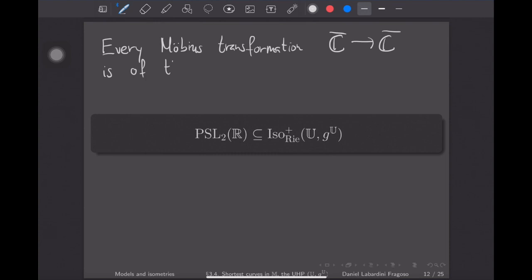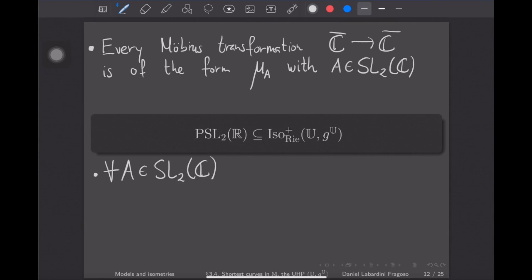So it can be written as the Möbius transformation of a matrix of determinant 1, mu A with A in SL2C. Right. That's something we proved. And then another thing we proved is that for every matrix in SL2C, the following are equivalent: that mu A preserves the upper half plane bijectively, and that A actually belongs to SL2R.